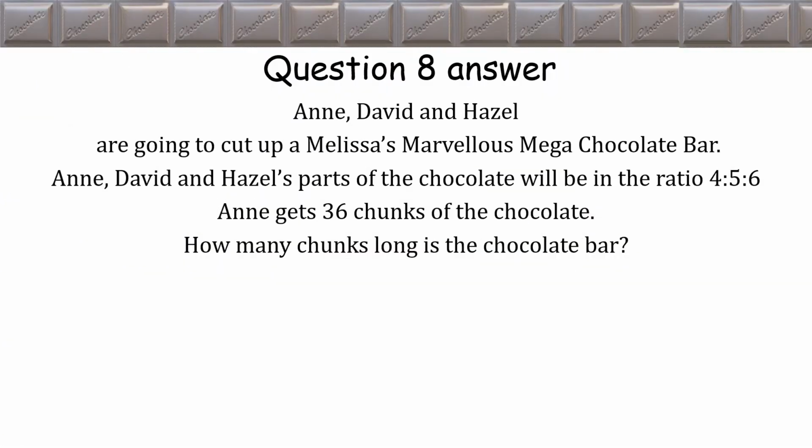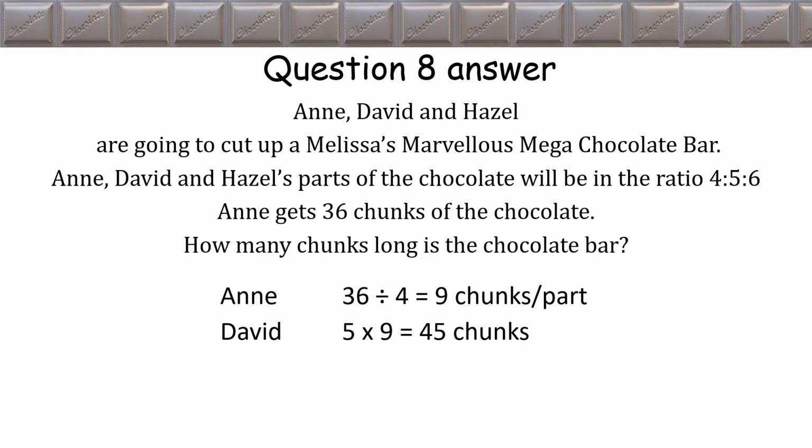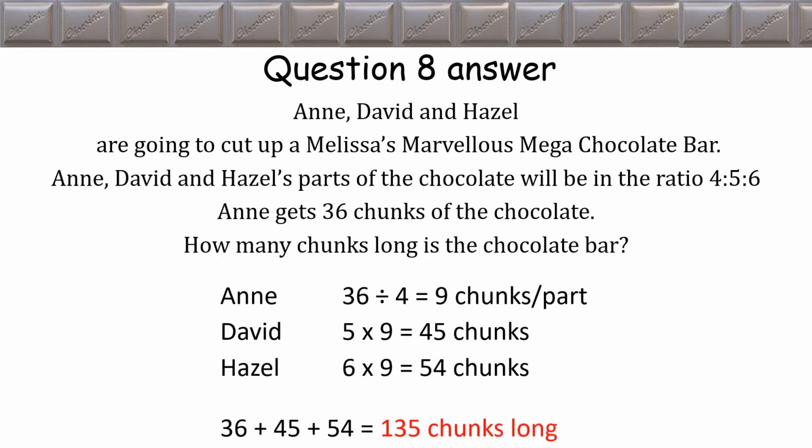Question 8. The ratio is 4 to 5 to 6. And 36 chunks of chocolate relates to the 4 in the ratio, so we divide 36 by 4, getting 1 part as 9 chunks. David has 5 parts, which is 45 chunks, and Hazel has 6 parts, which is 54 chunks. In total, the chocolate bar is 135 chunks long.